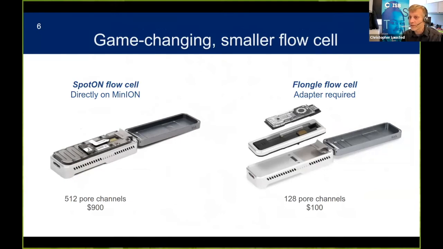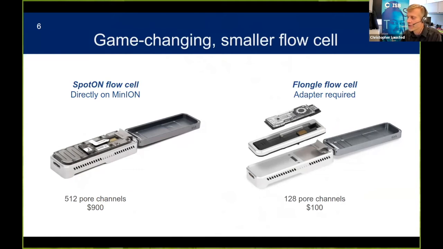Now, it's cheaper for a flow cell. It's still pretty expensive. So we started using this about 6 years ago, and we would pay $900 for a flow cell. So to run a sample was $900. That's still a little bit expensive for home use or for classroom use.